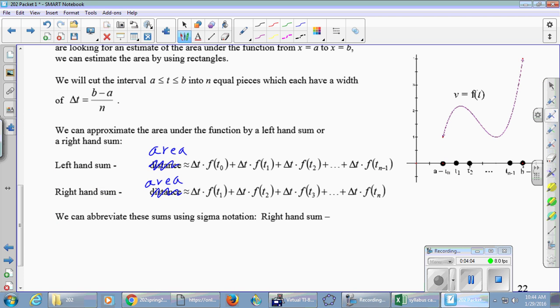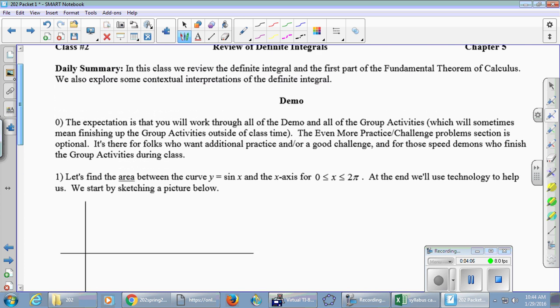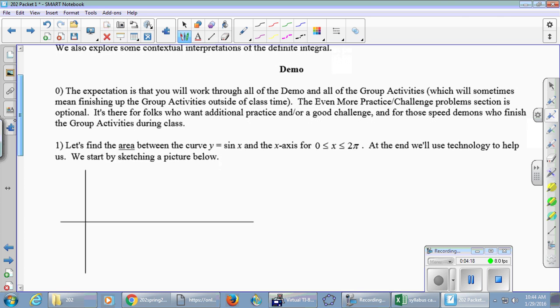Okay, so here we are on page 22. And we'll jump up here at the top. Our daily summary. In this class, we review the definite integral and the first part of the fundamental theorem of calculus. We also explore some contextual interpretations of the definite integral.